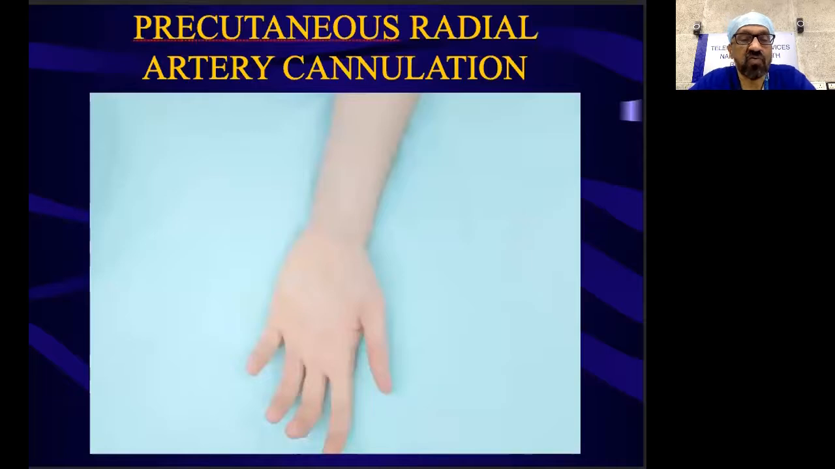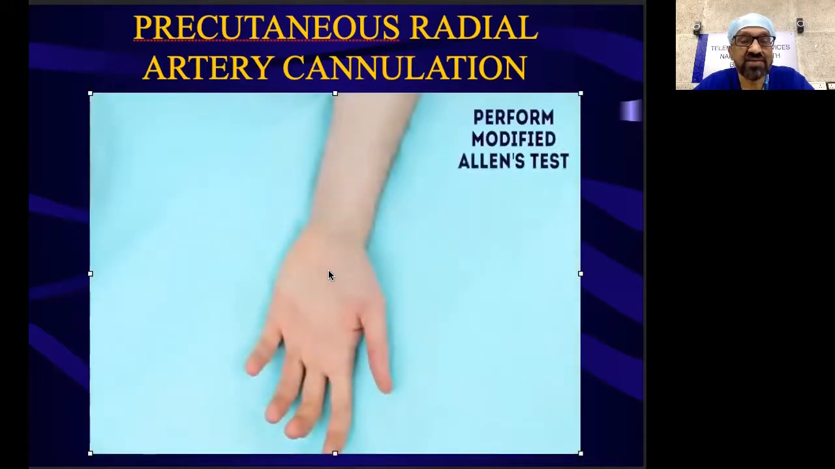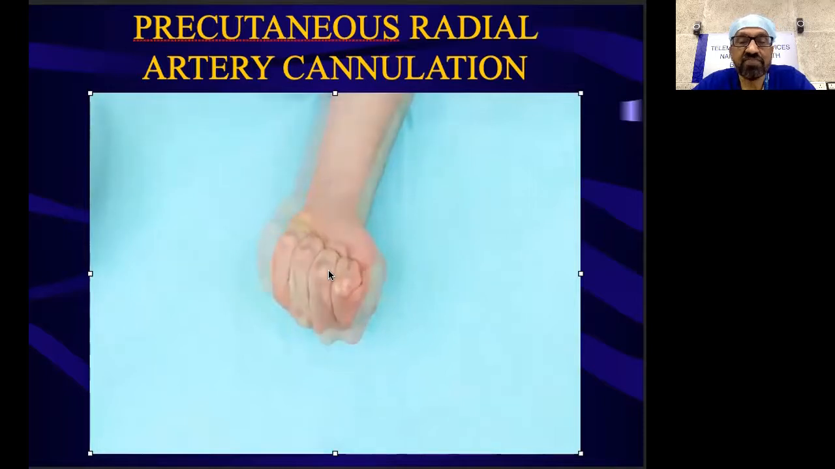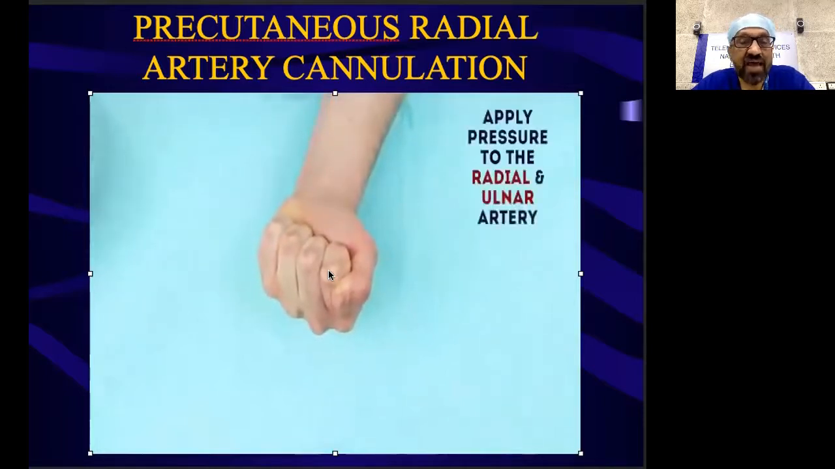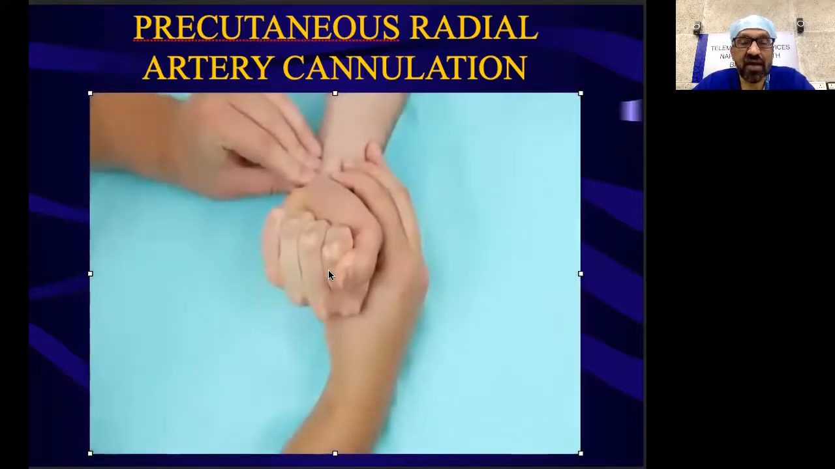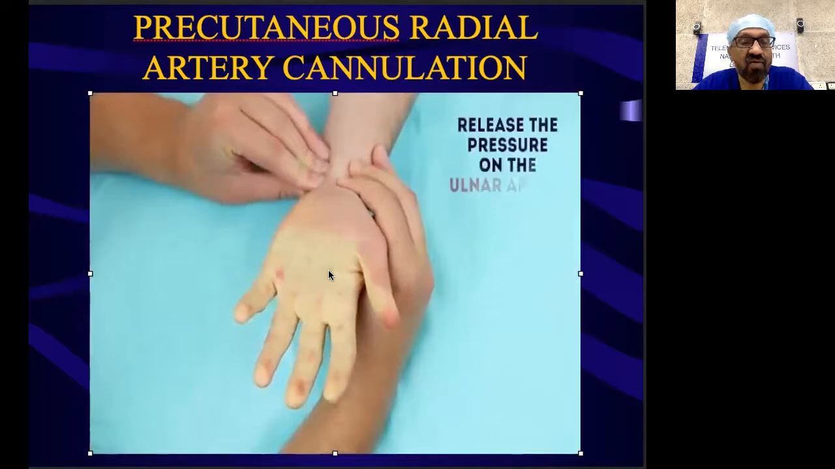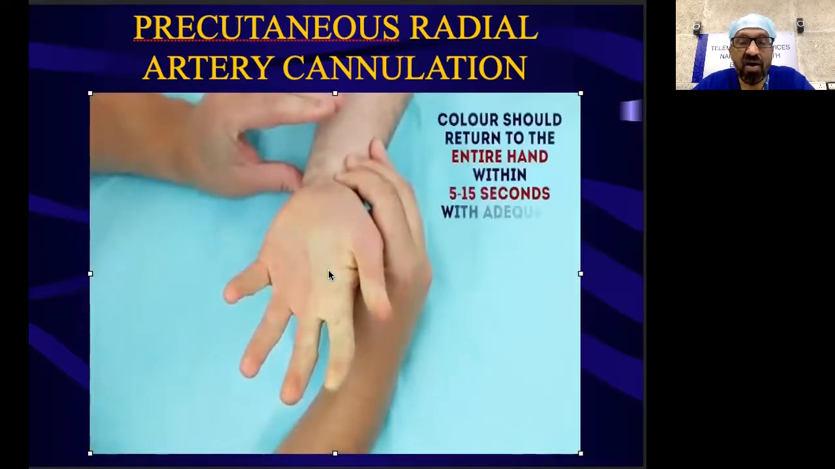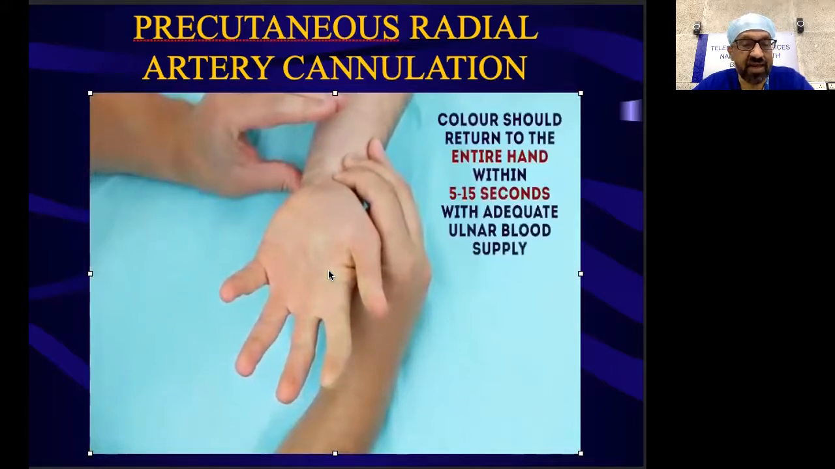When we talk about the collateral blood flow, before radial artery cannulation, the collateral blood flow to the hand can be assessed by performing the modified Allen's test as is shown in this video. The radial and ulnar arteries are compressed while the patient makes a tight fist to exsanguinate the palm and then slowly opens the hand. As the occlusion of the ulnar artery is released, the color of the palm is observed. Normally, the color will return to the palm within several seconds, that is up to 10 seconds.